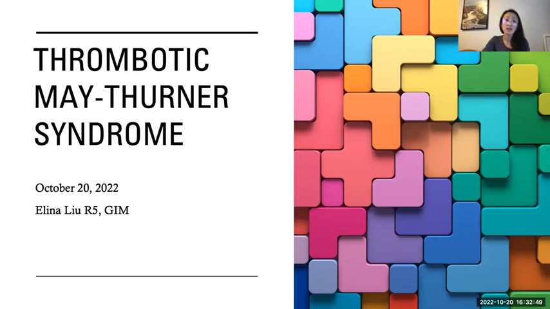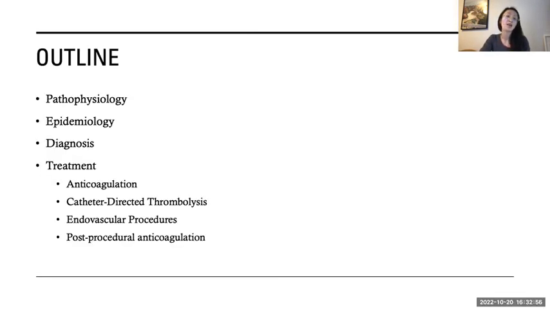In terms of what we'll be talking about today, we'll be talking first about the pathophysiology, then a little bit about the epidemiology, diagnosis, and the chunk of our chat today will be about treatment. So differentiating between anticoagulation, catheter-directed thrombolysis, endovascular procedures, and post-procedural anticoagulation, and what evidence does exist for both proximal DVT as well as for May-Thurner, as it's a little bit different.